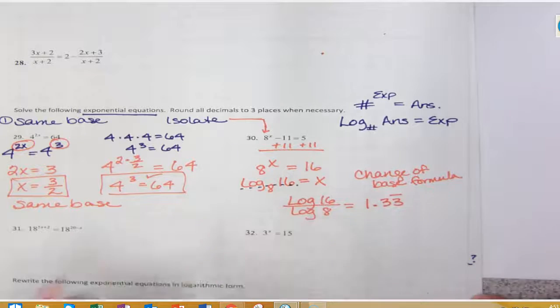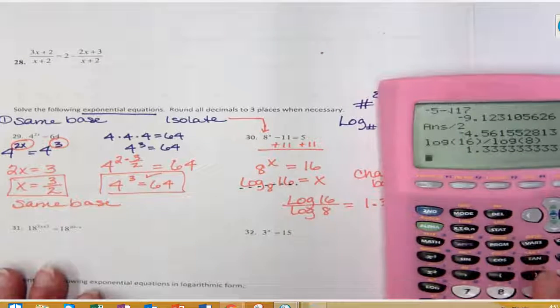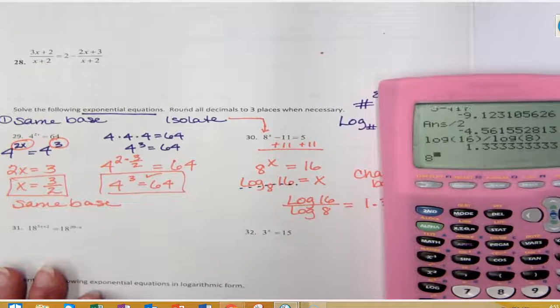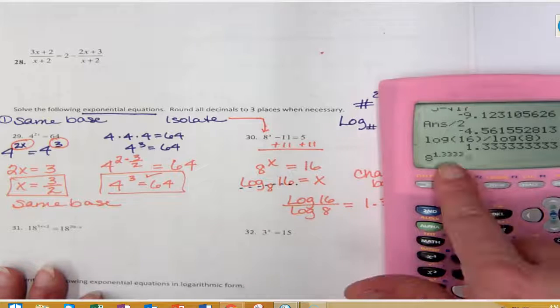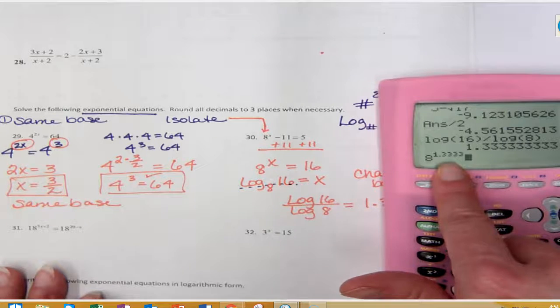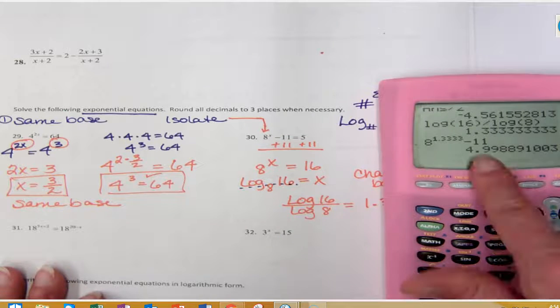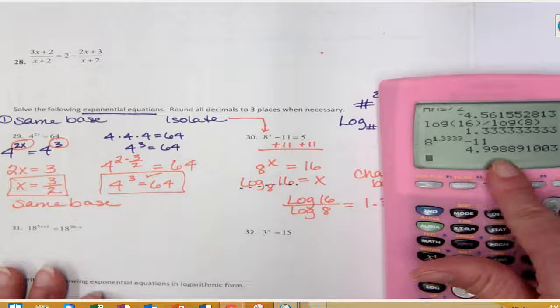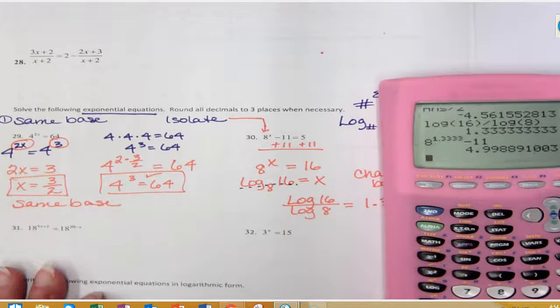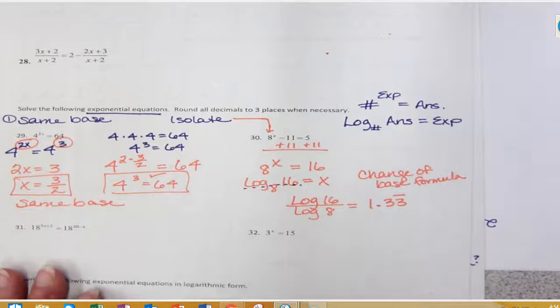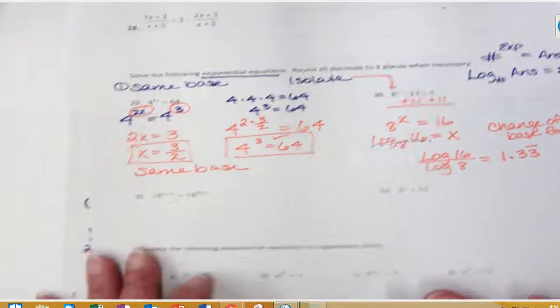I'm going to get 1.33 repeating. I want to check my answer and just see. 8 to 1.333. Now I'm not going to get it perfect because of the fact that I'm estimating here. That's not a true number, so it may be a little bit off. Minus 11, what does this equal? 4.998, which is pretty close to 5. So there you go. Okay, since I rounded, it's not going to give me the exact number.